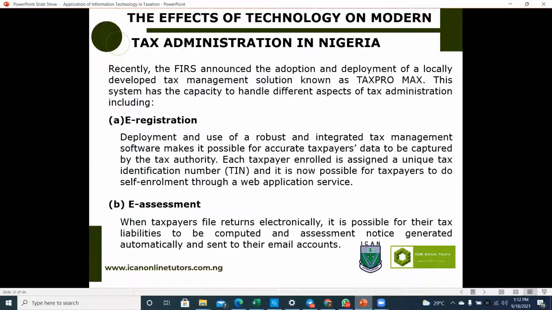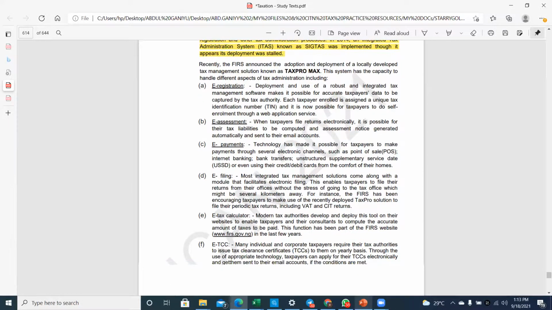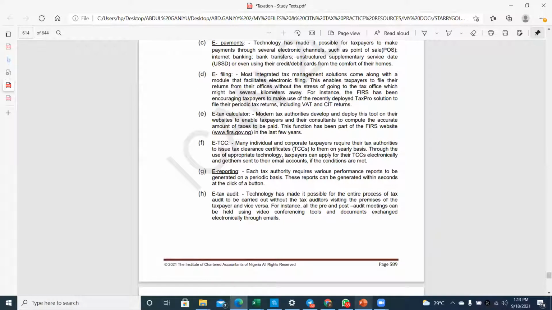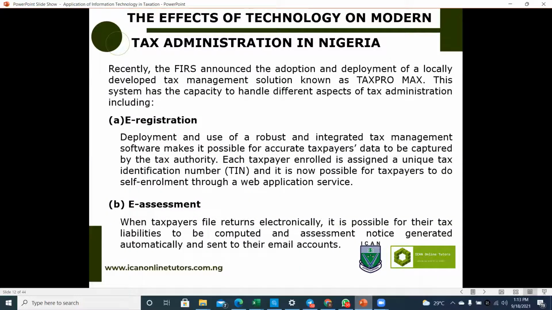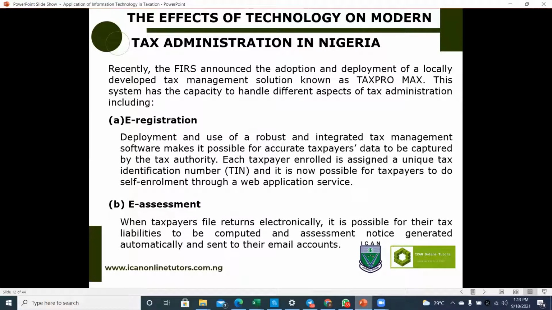Not too long ago, we have the tax promise introduced by the FIRS, and this was adopted, though the deployment was done locally. And this system has the capacity to handle different aspects of tax administration, which include e-registration, e-assessment, e-payment, electronic filing, electronic tax calculator, electronic tax clearance certificates, e-reporting, e-tax audits. Now, E is a symbol for electronic.